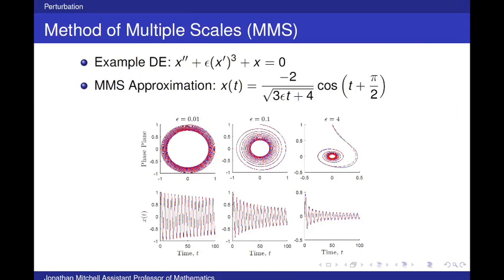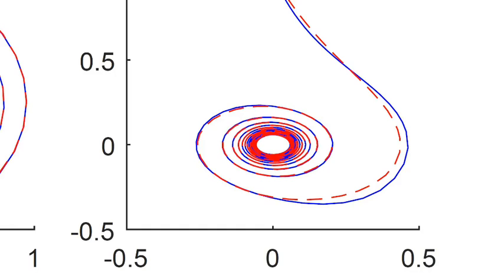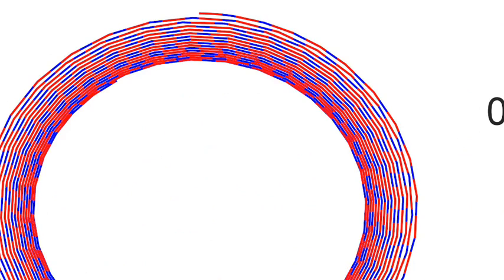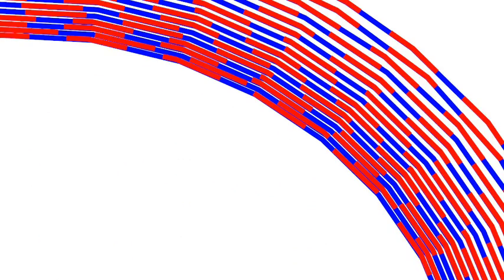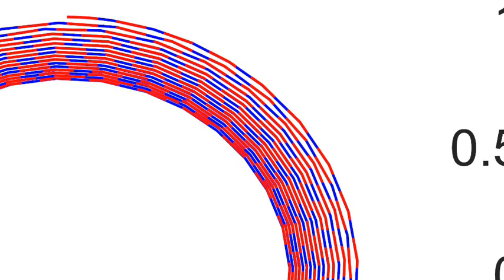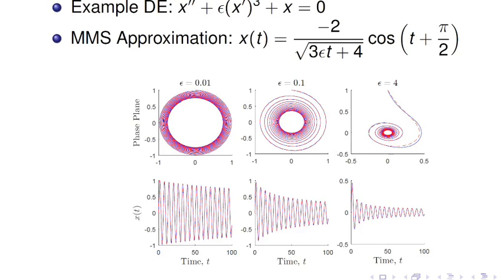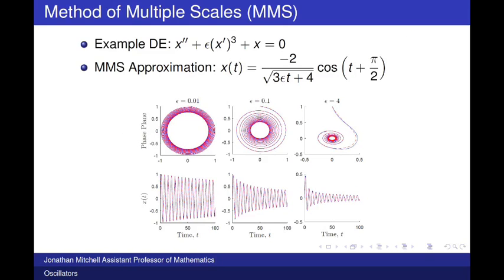The difference is pretty clear over here, right? But especially for small epsilon, this method works very well. There's almost no difference between the computer simulation and the analytical solution. So as epsilon gets really small, these approximations work very well, which is what they're designed for. That's the method of multiple scales.